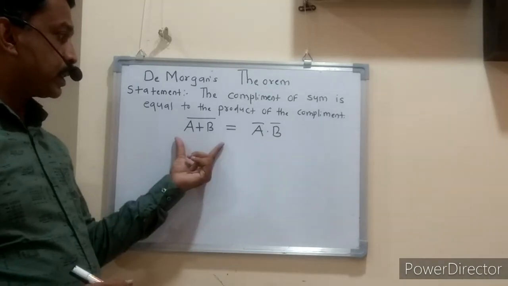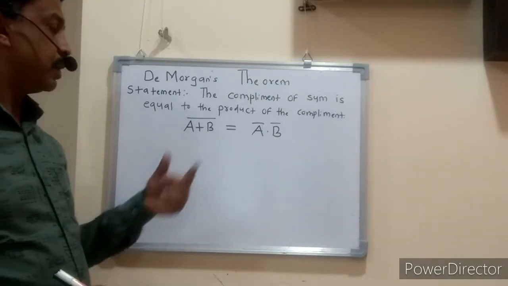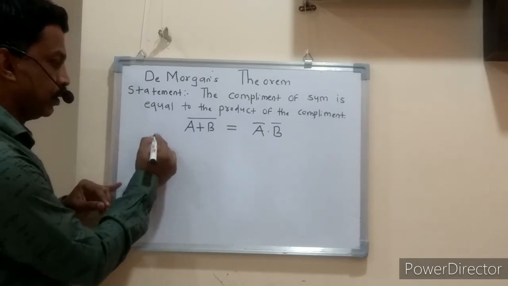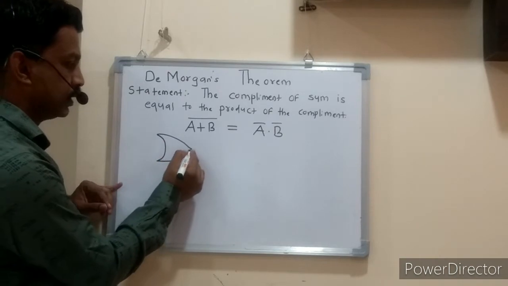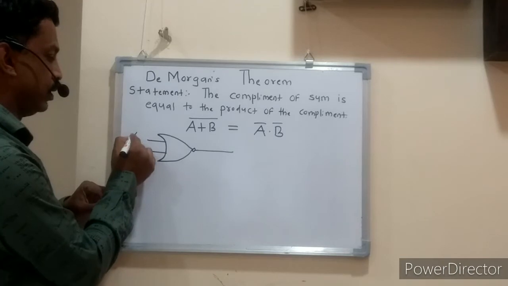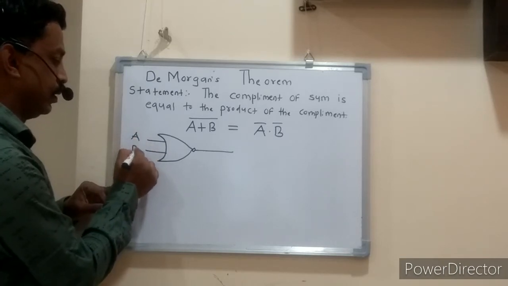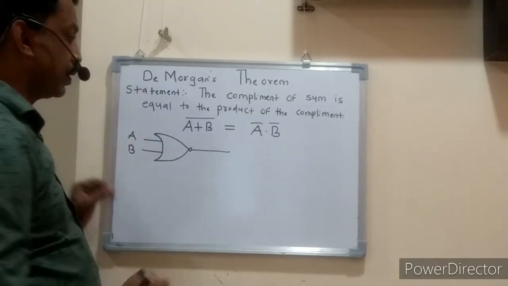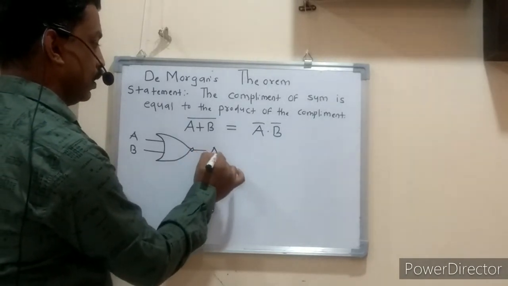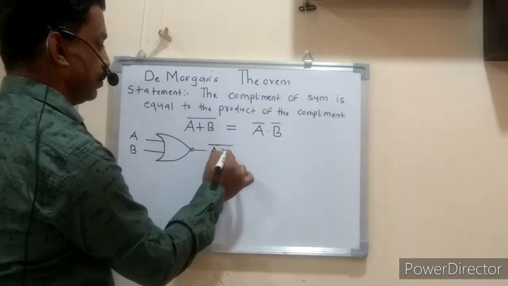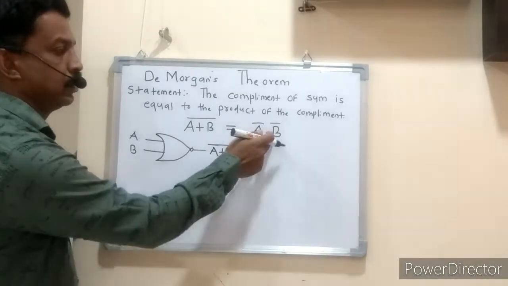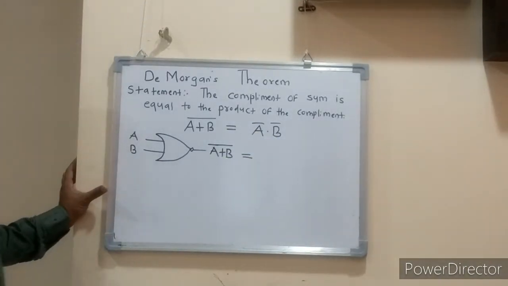Now (a plus b) complement is nothing but our NOR gate. The NOR gate symbol, if we see, is like this. Here we say that it is a, here we say that it is b, and the output is nothing but (a plus b) complement, which is equal to a complement dot b complement.